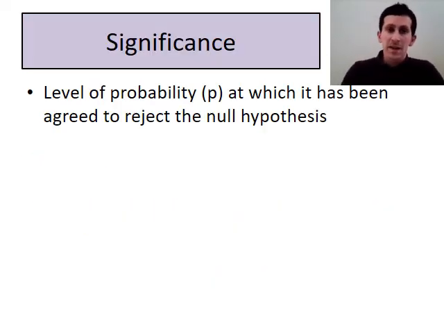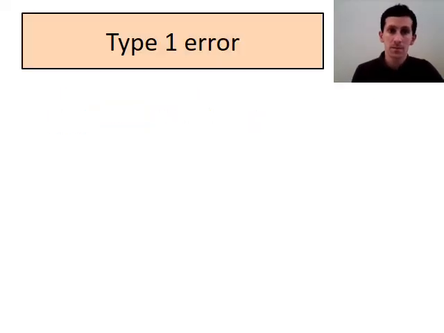So the other term, significance, is basically the level of probability at which it's been agreed to reject the null hypothesis. So that number that you see, 0.05, 0.01, 0.1, is the significance. Okay, that's the level at which we agreed to reject the null hypothesis. And this is where we can say, if it does pass this test, then our results are significant, that there is a significant difference when we change the independent variable.